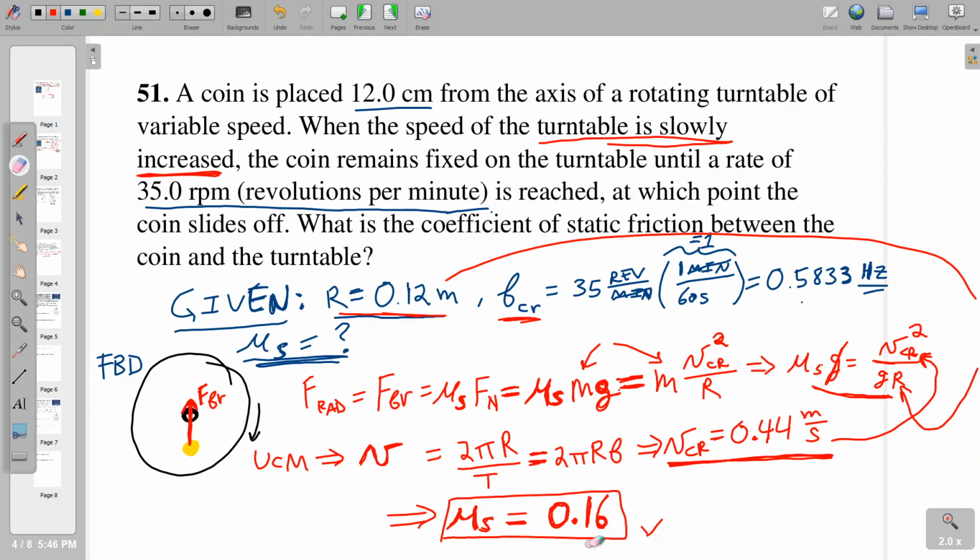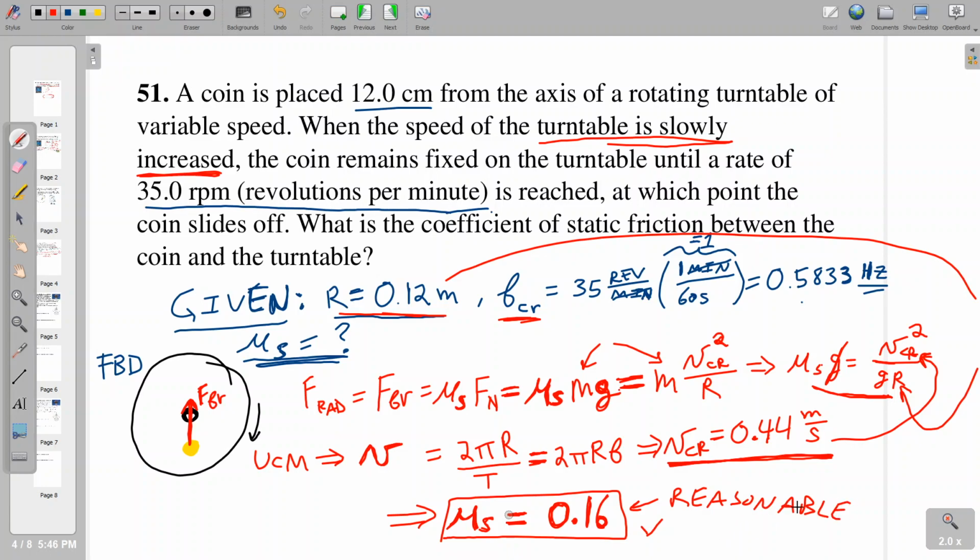And another thing, for the most part, mu static and mu kinetic are less than 1 for most materials. So it's usually somewhere between 0 and 1. This looks like a very reasonable value.